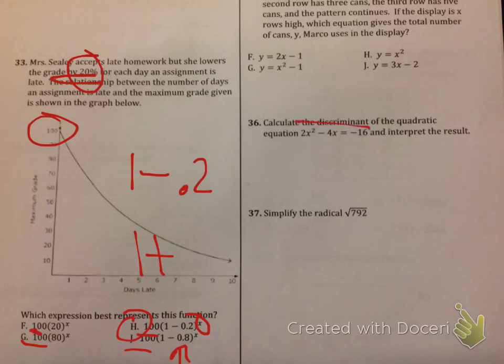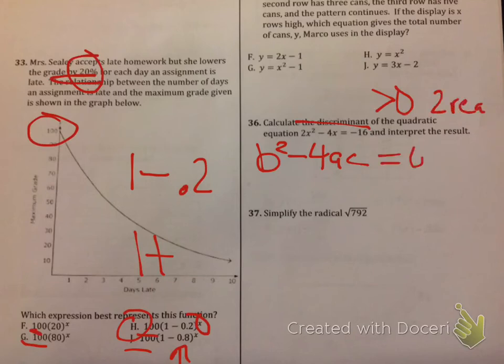Discriminant. Discriminant again is b squared minus 4ac. If the number is greater than 0, it's 2 real. If it equals 0, it's 1 real. And if it's less than 0, in other words, a negative answer, it's no real solutions, or 2 unreal. You'll find out later on that means 2 imaginary.